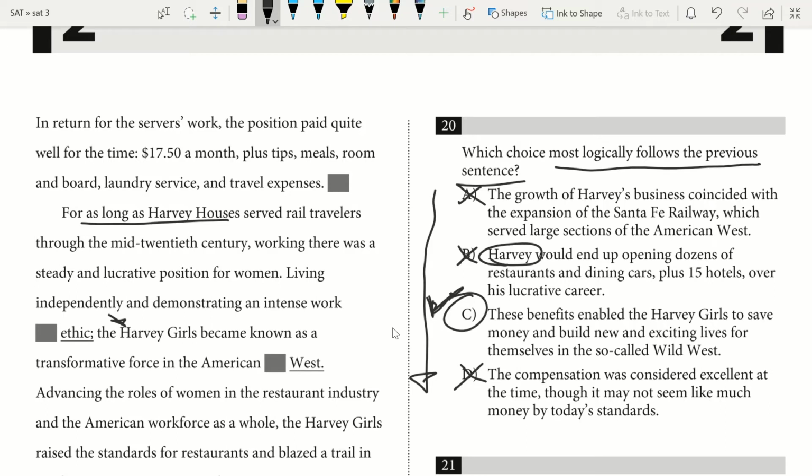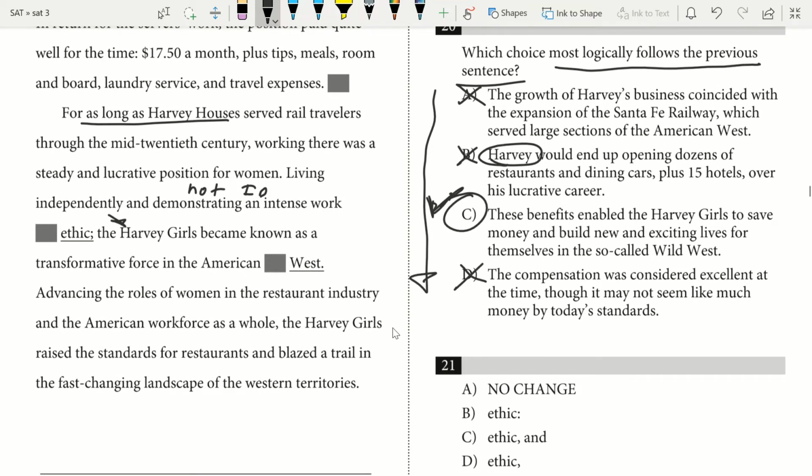But we know that this is not an independent clause, right? So we know we can't have a semicolon there, and we know it has to describe the Harvey girls, so we can go ahead and get rid of A. And now we're left with B, C, and D.